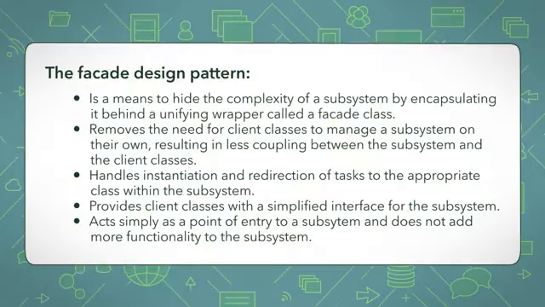The facade design pattern is a means to hide the complexity of a subsystem by encapsulating it behind a unifying wrapper called a facade class. It removes the need for client classes to manage a subsystem on their own, resulting in less coupling between the subsystem and the client classes. It handles instantiation and redirection of tasks to the appropriate class within the subsystem, provides client classes with a simplified interface for the subsystem, acts simply as a point of entry to a subsystem, and does not add more functionality to the subsystem.